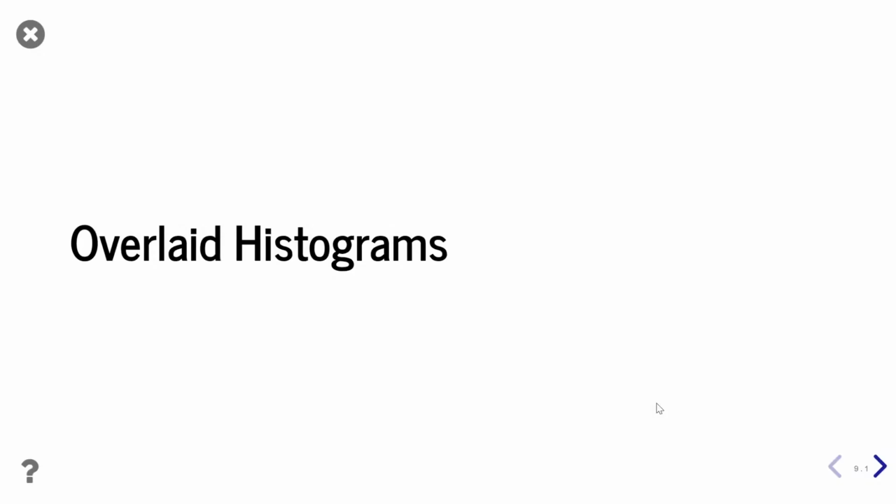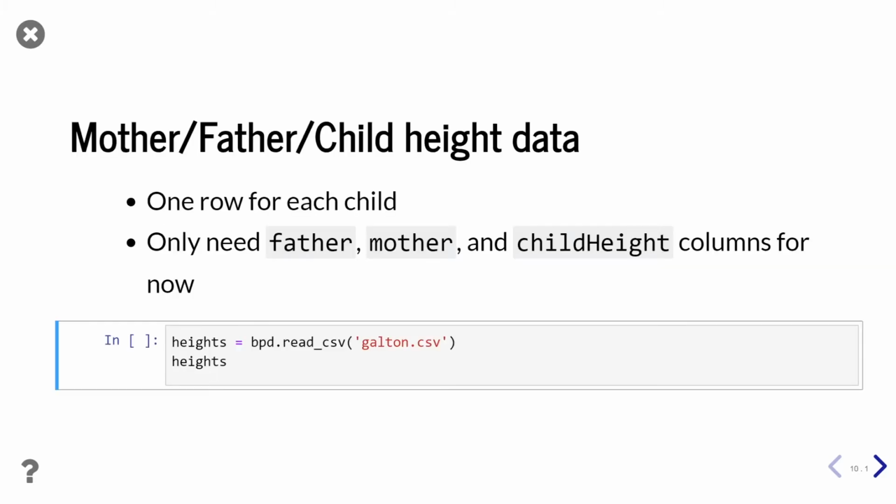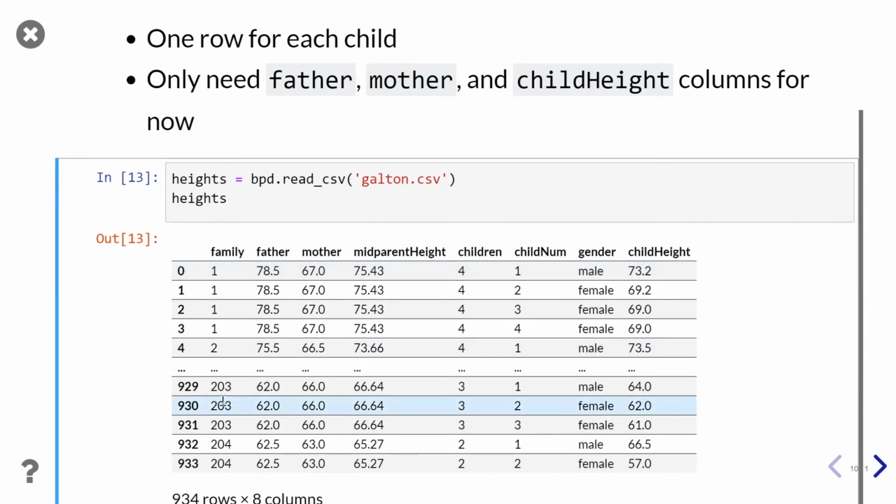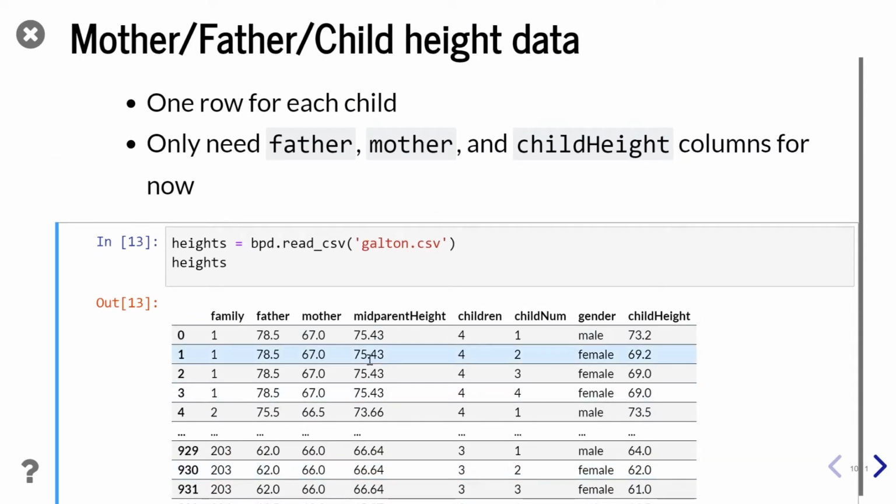So let's take a look at overlaid histograms, because these are also very useful. Here's a new data set. We're going to read this in. It turns out this is a table of child heights. We have 934 measurements measured by Francis Galton. Back in the 1800s, he gathered a bunch of data about the heights of children and how that related to the heights of their parents.